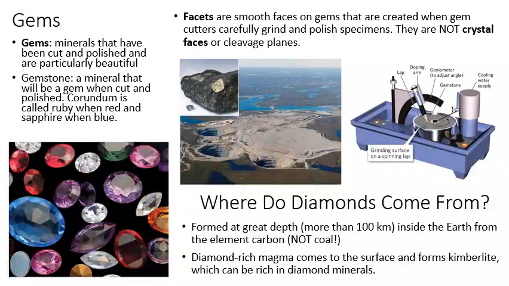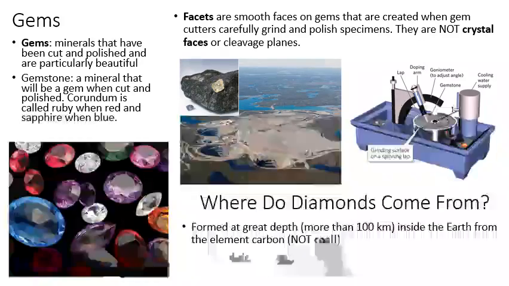For example, corundum is a type of mineral that's called a ruby when it's red and sapphire when it's blue. Ruby and sapphire really have the same bulk chemical composition and structure. They're all from the same mineral, it's just they have different small impurities that change their color.